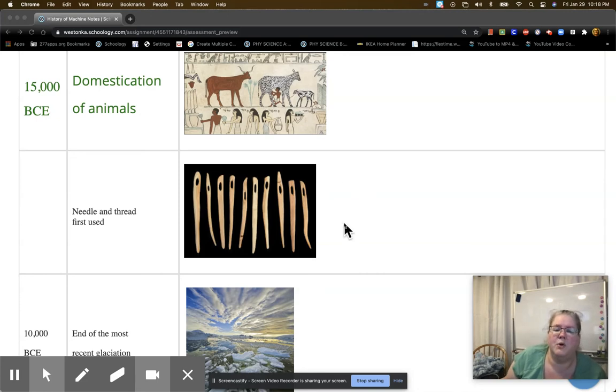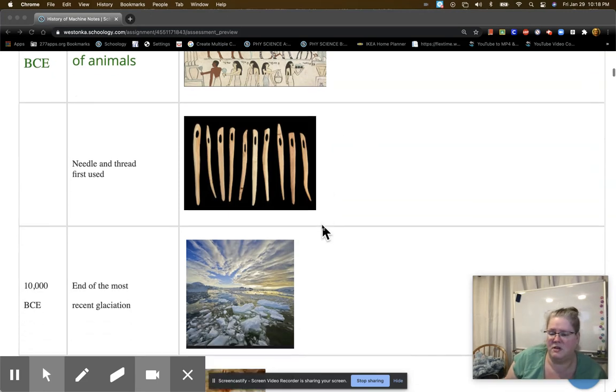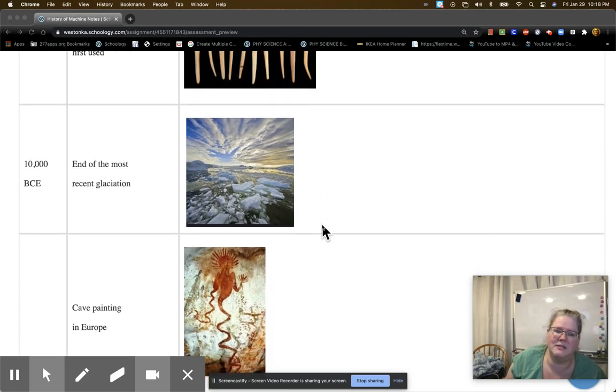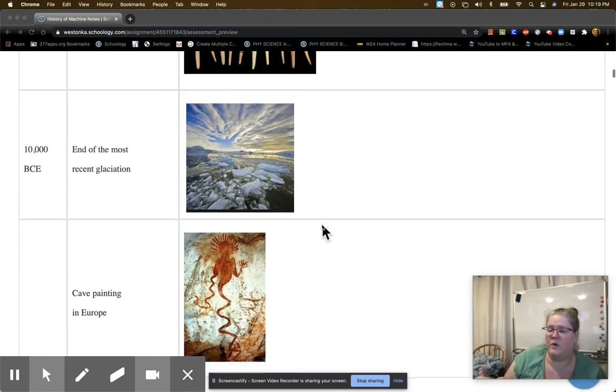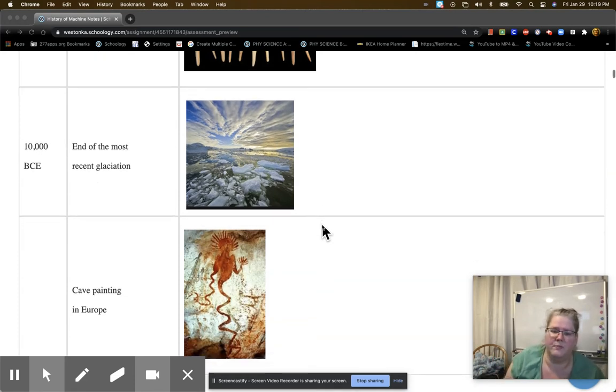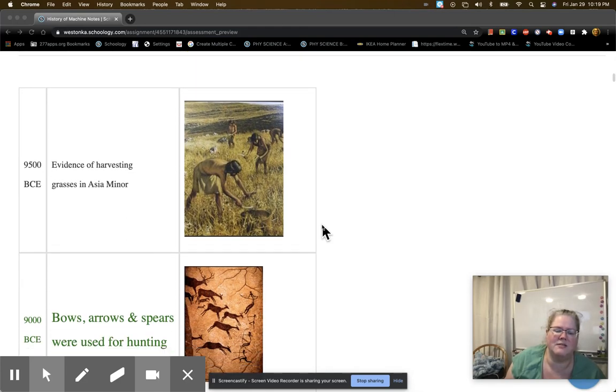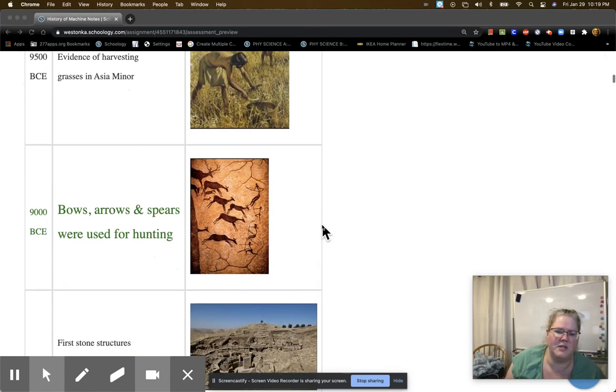We're seeing bone needles used for thread, so we're starting to see clothing, how we could start stitching things together. Those would have been probably skins at the time. 10,000 BCE. And remember, we're 2,000 years past that Common Era, so this is really 12,000 years ago, is the recession of the last glaciation. So humans are allowed to move farther north. Cave paintings in Europe at the same time. Evidence of harvesting grasses in Asia Minor, 9,500 BCE.